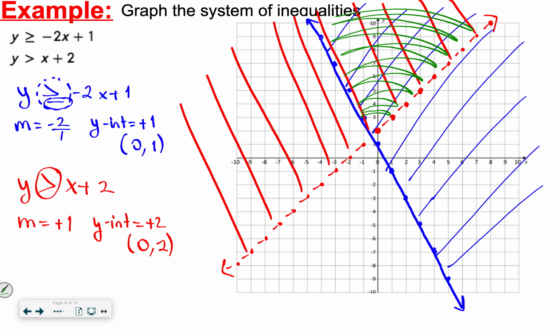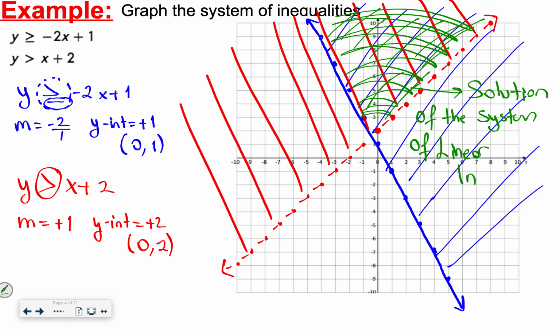This is your solution. This green area is the solution of the system of linear inequalities. Any point on this green area is a solution.